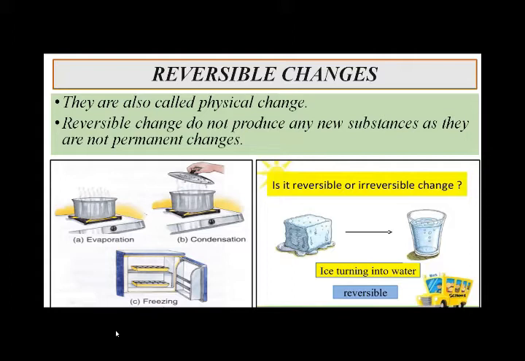First is the reversible change. So what is a reversible change? A reversible change does not produce a new substance. They are also called physical changes, as they are not permanent changes.